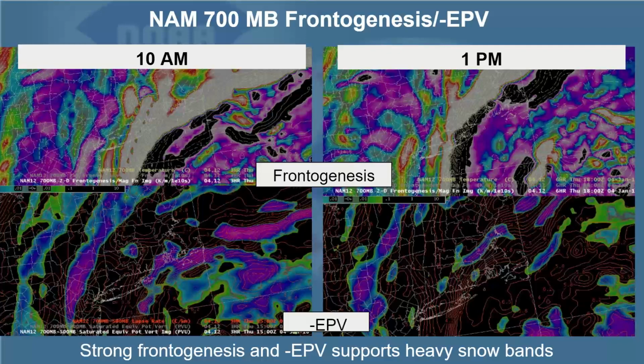So taking a look at 700 millibars, that's almost at 10,000 feet. You have strong frontogenesis, that's the white colorings, and then the negative EPV, all those red lines. So you overlay them together, you have, again, strong frontogenesis and negative EPV supporting heavy snow bands. And we are talking about up to 10,000 feet, so there's a pretty deep layer to work with.